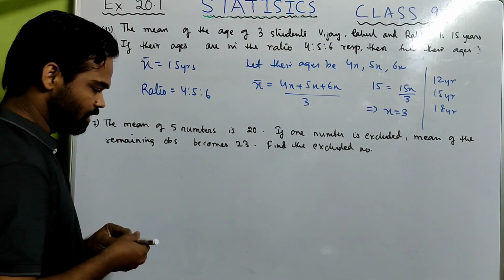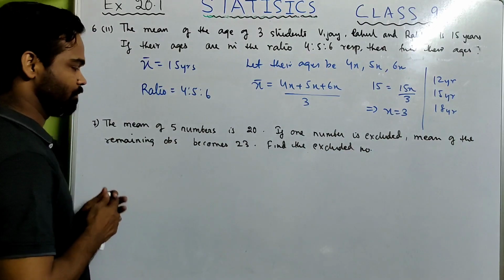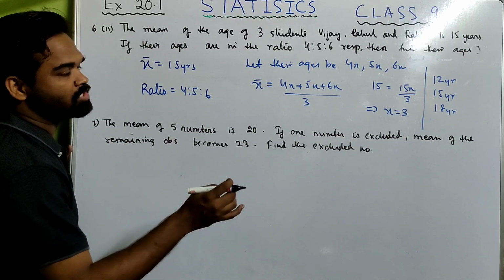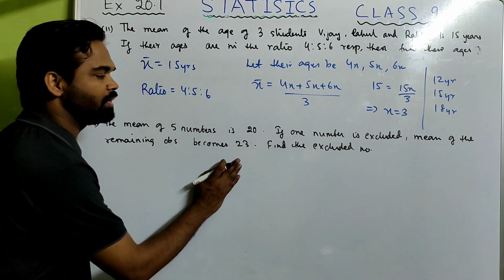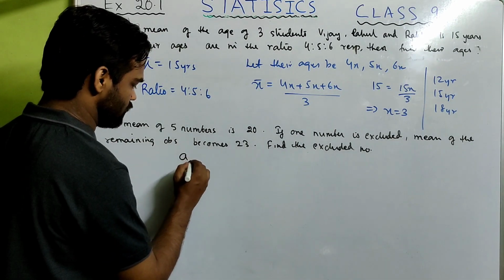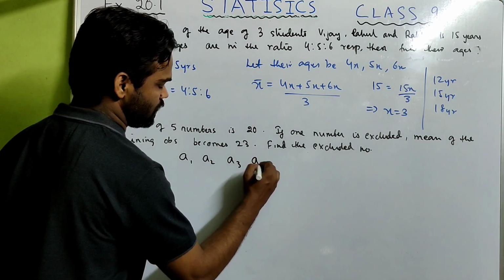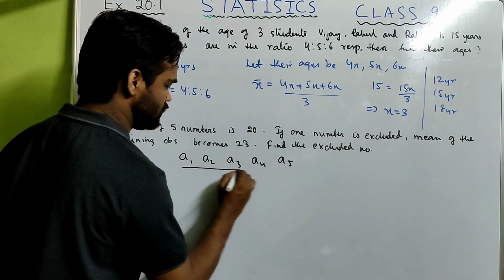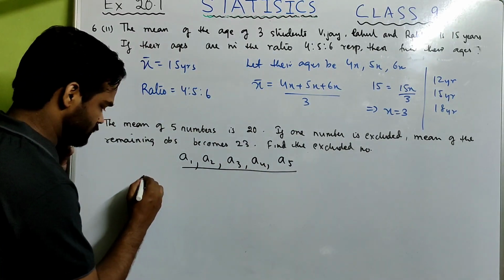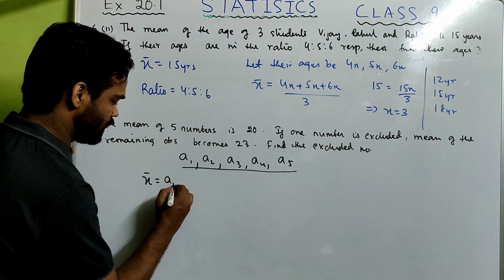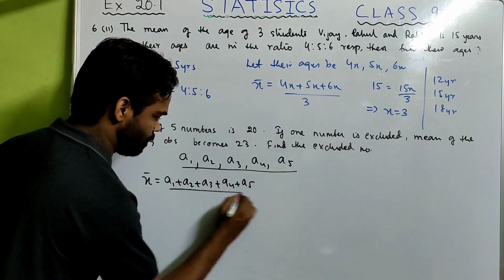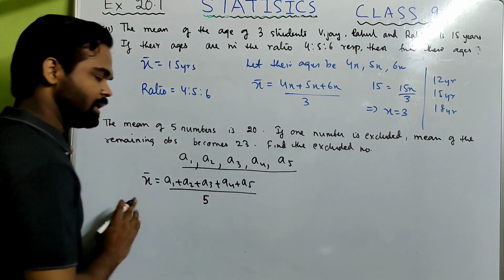We got the equation. Solve it. Now let us look at number 7. The mean of 5 numbers is 20. If one number is excluded, the mean of the remaining observations becomes 23. Find the excluded number. Which means suppose there were A1, A2, A3, A4, A5. These were your numbers. Now the mean of these 5 numbers, which is A1 plus A2 plus A3 plus A4 plus A5, sum of observation by number of observation, which is 5, is given to us.